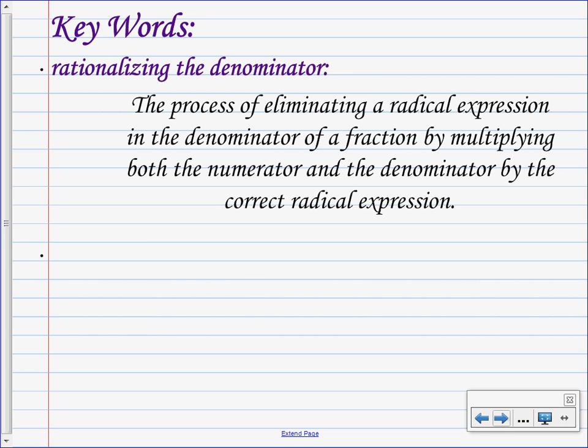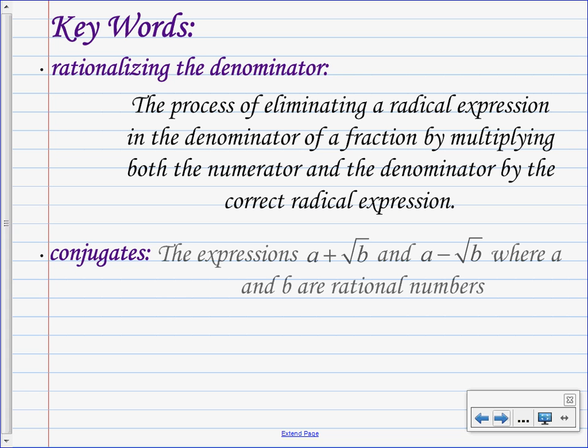And then the last one is conjugates. And a conjugate is the expressions a plus the square root of b and a minus the square root of b, where a and b are both rational numbers.